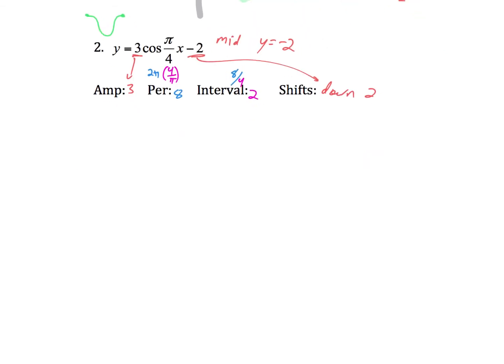So let's graph. Y-axis first. Midline is at -2. Our amplitude is 3, so we're going to go up 3, and we're going to go down 3.